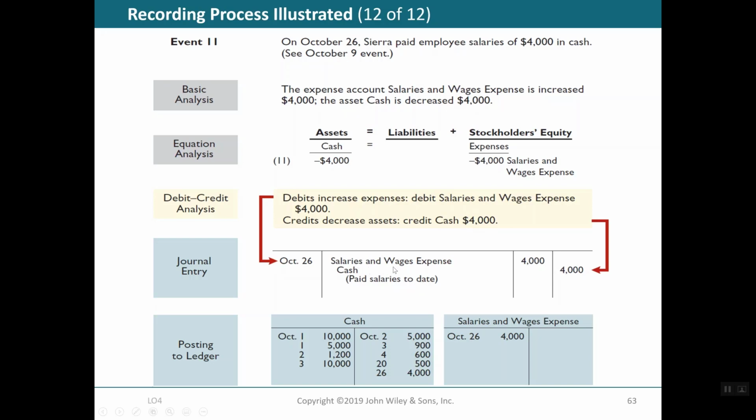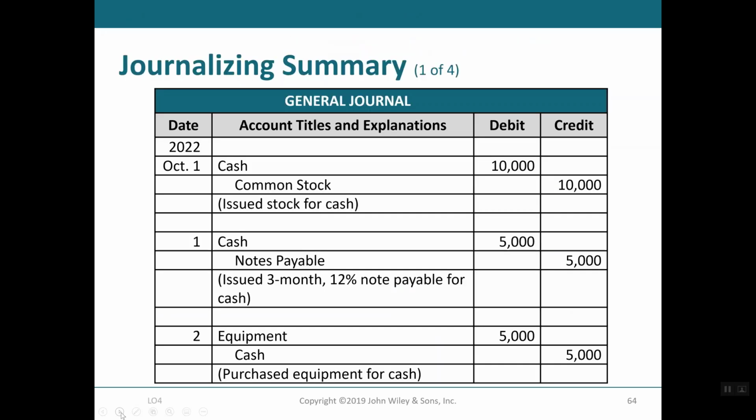So we see it in the journal entries here. Salaries and wages expense 4,000, cash 4,000, right? So these are the salaries that were paid. And then under the cash account, we see that on the 26th, we had 4,000 credit because it was a reduction in our cash. And then an increase in the salaries and wages, which is a debit balance. Okay. All right, so this is a summary of everything that we have done.